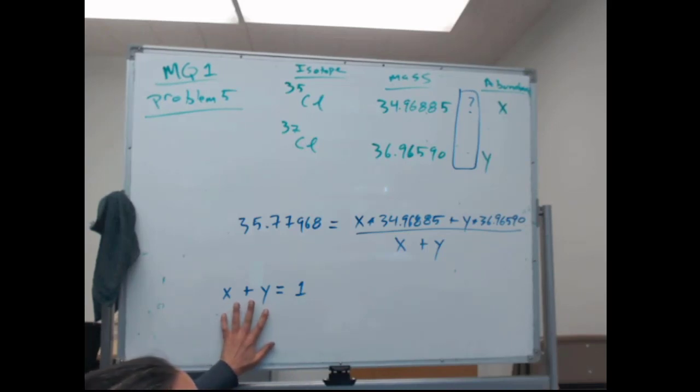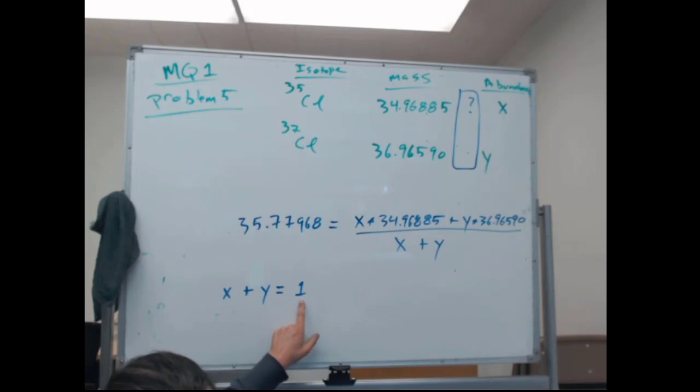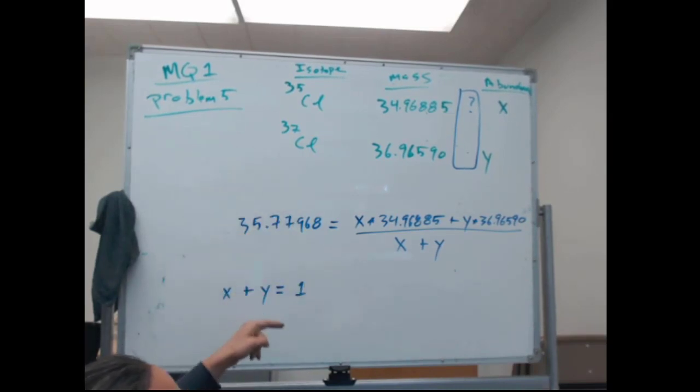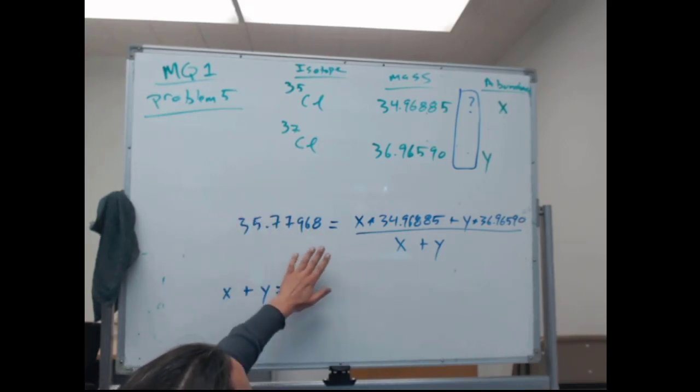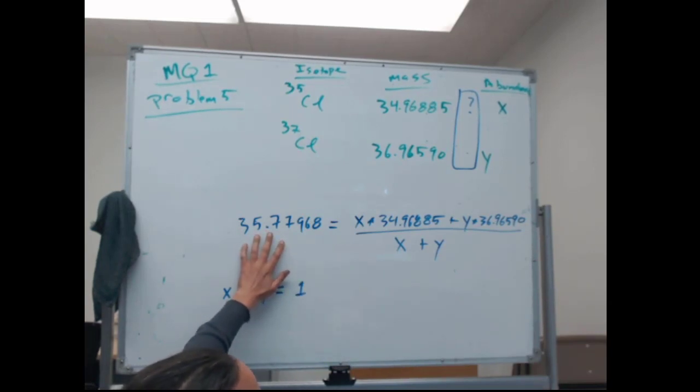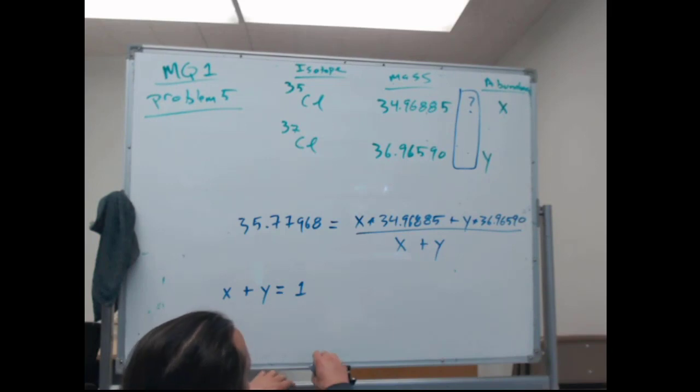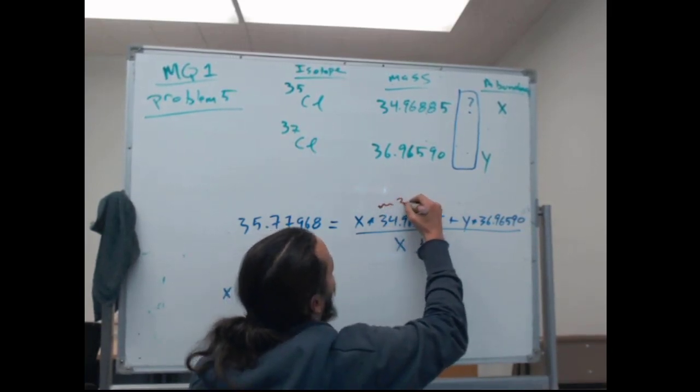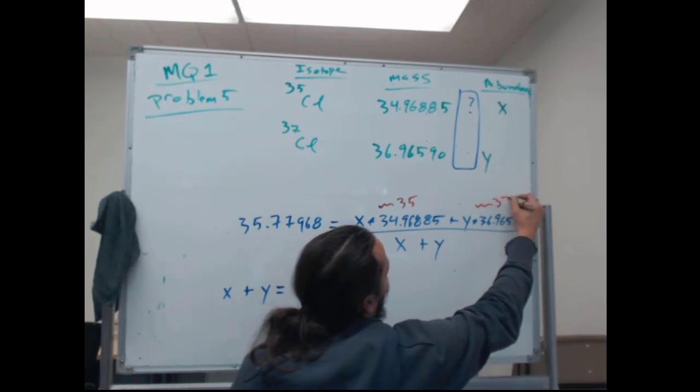This would change if we were looking at something that had 3 stable isotopes. You'd have X plus Y plus Z equals 1. But for this case, where we've only got 2 stable isotopes, it's X plus Y equals 1. This gives us a second equation. So now we can essentially do some substitution in order to solve. One thing that's nice is it will allow us to essentially replace that bottom of the equation with just the number 1.